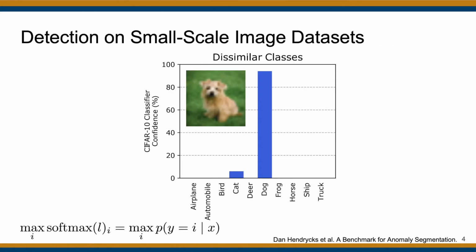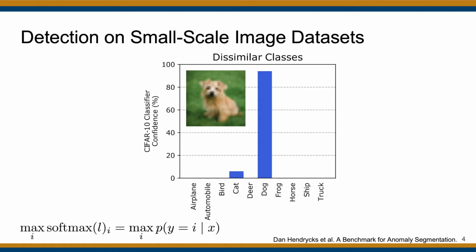Here's a concrete example on a small-scale image. This image is from CIFAR-10, so it's 32 by 32 pixels. It's kind of blurry, but it's a dog, and the dog class has high probability mass. There's a bit on the cat class, as you can see, though. Generally, these sort of images will have high confidence and won't be thought anomalous.